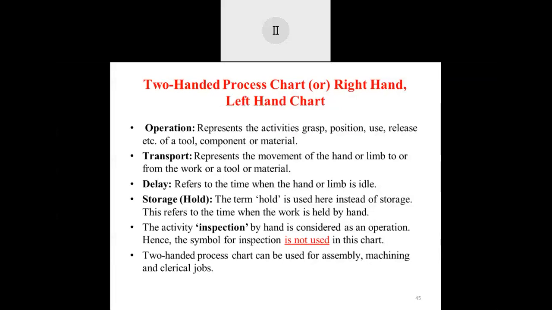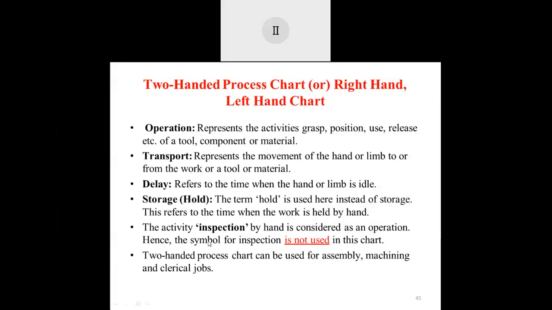Next, in details, operations represent the activities grasp, position, use, release, etc. of a tool, component or material. So here again, all these features like operation, transport or movement, delay, storage, except this inspection activity, all other activities will be recorded.